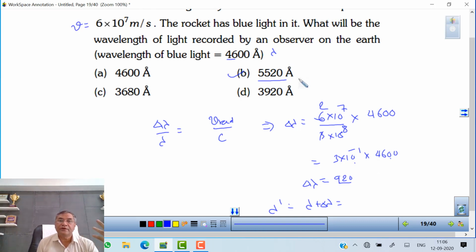Going away it is red shift, if we are approaching that is a blue shift.